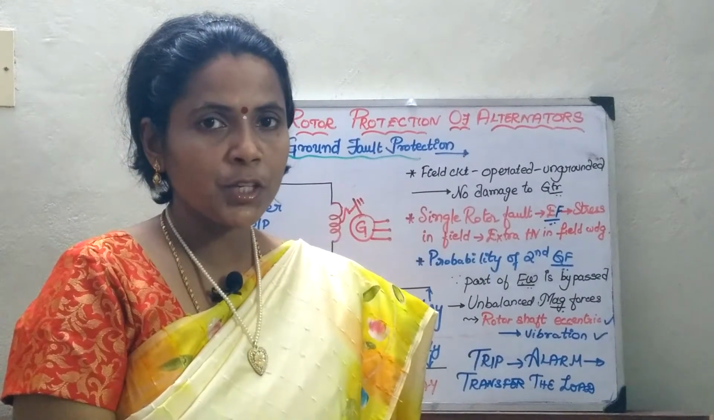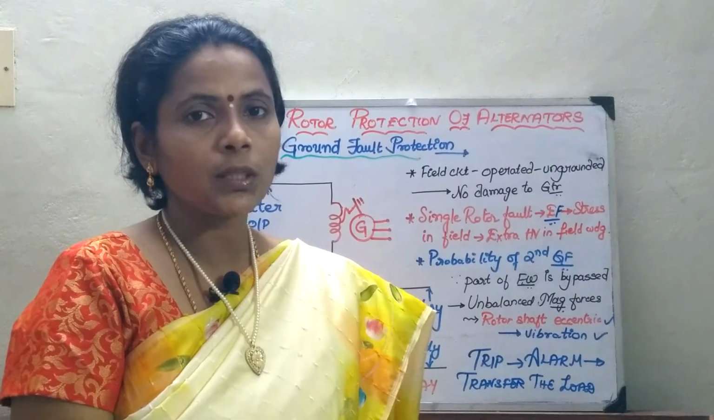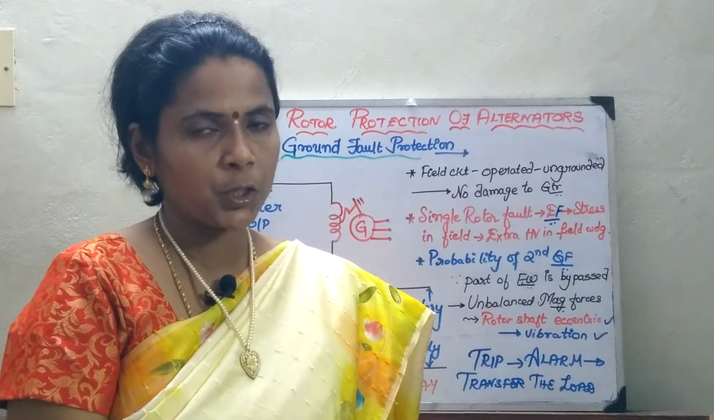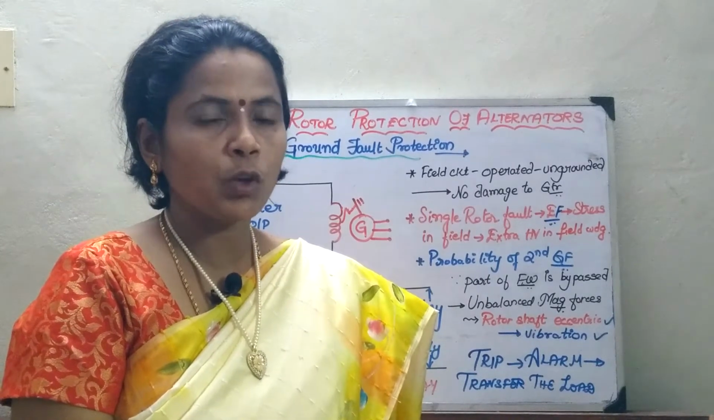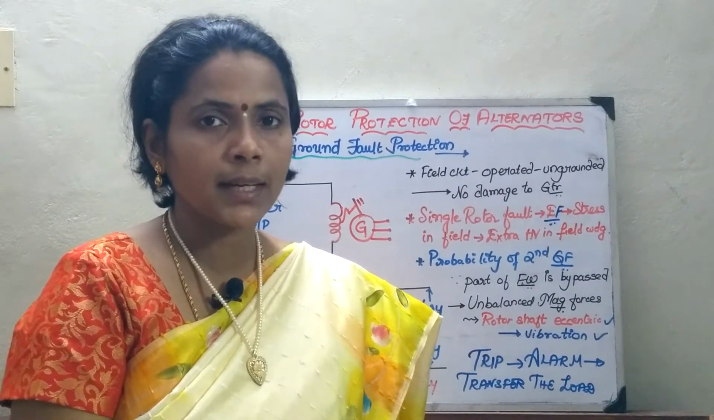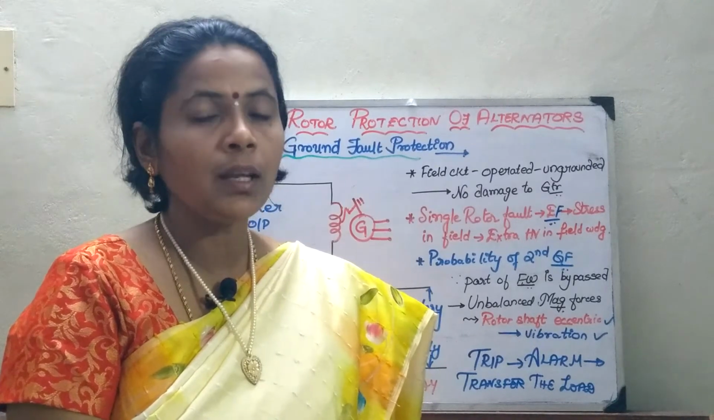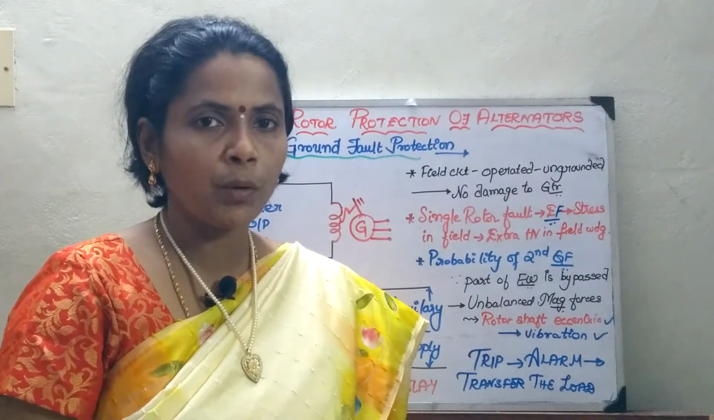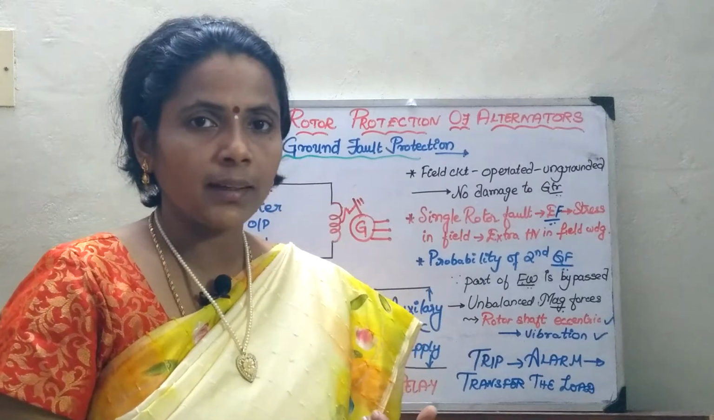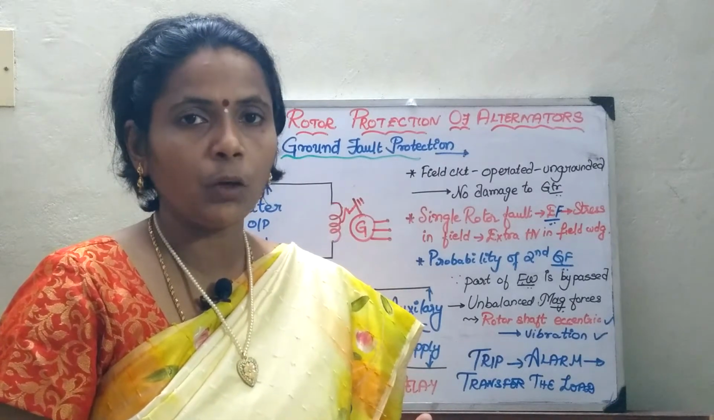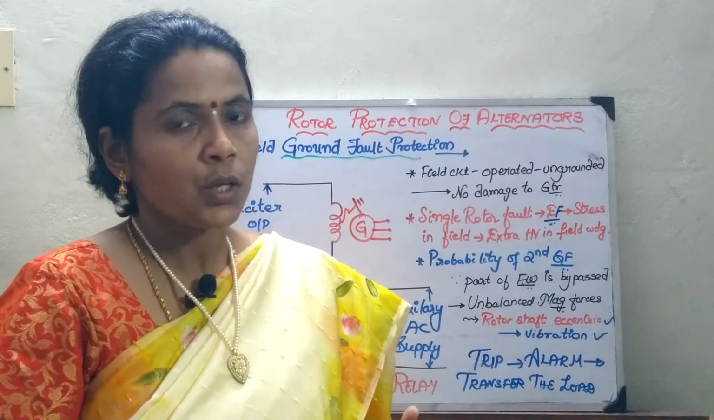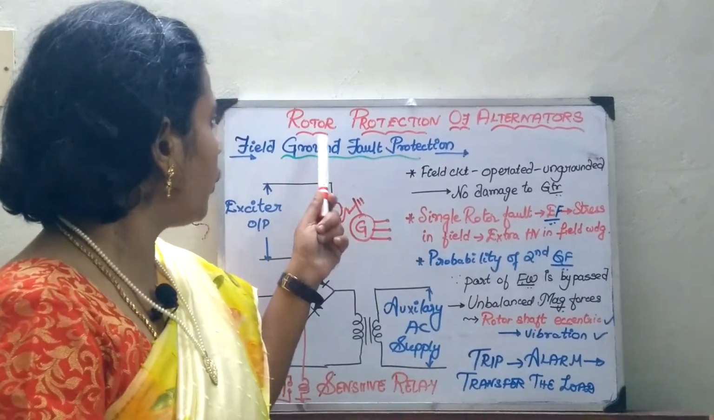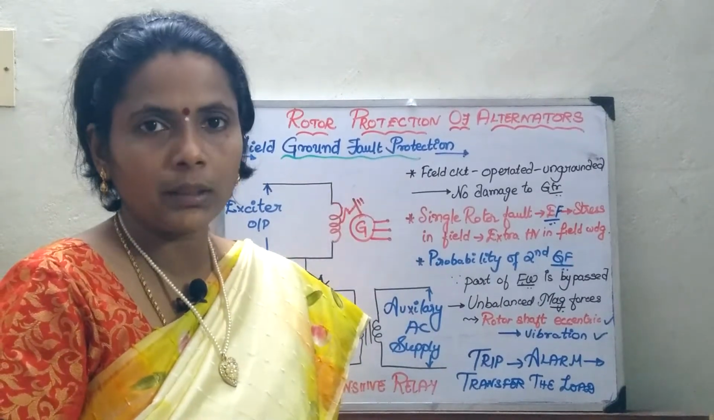In the last session, we have seen about the stator overheating protection. Thus, the different types of protection for protecting the stator windings of the alternator are carried out using merz-price protection, stator interturn protection, or stator overheating protection. So, now we will move on to the rotor protection of alternators.